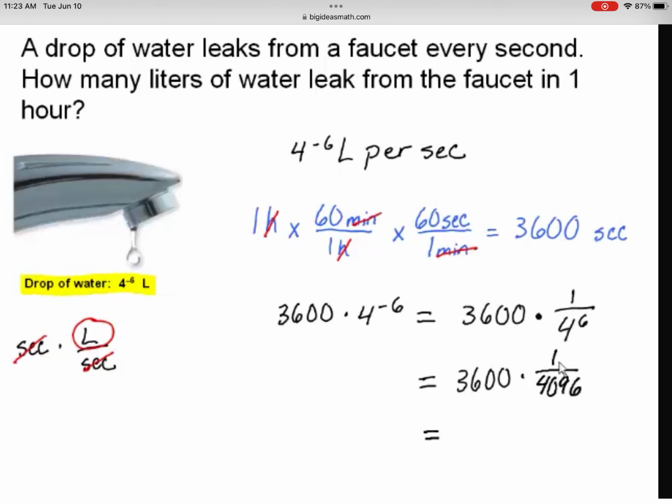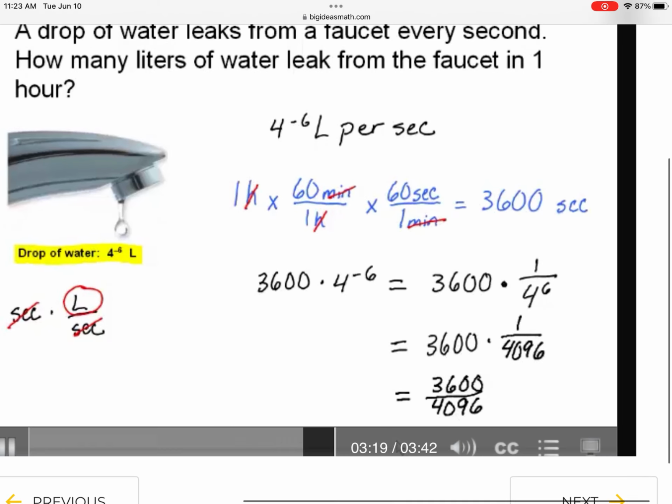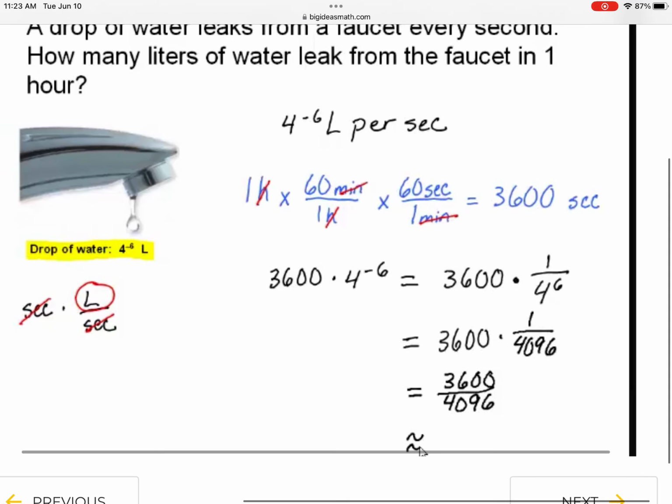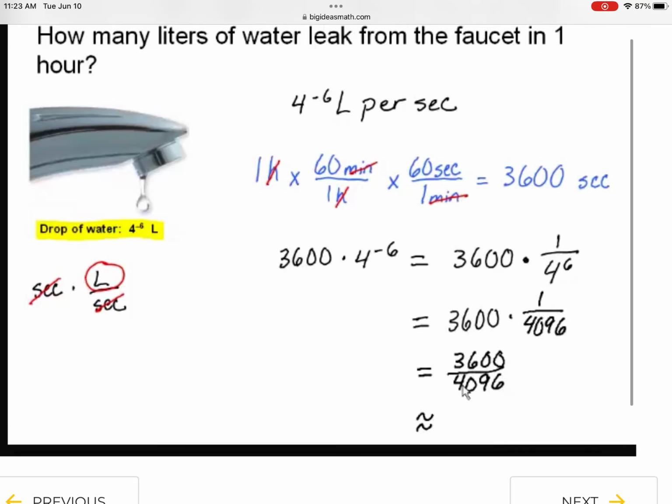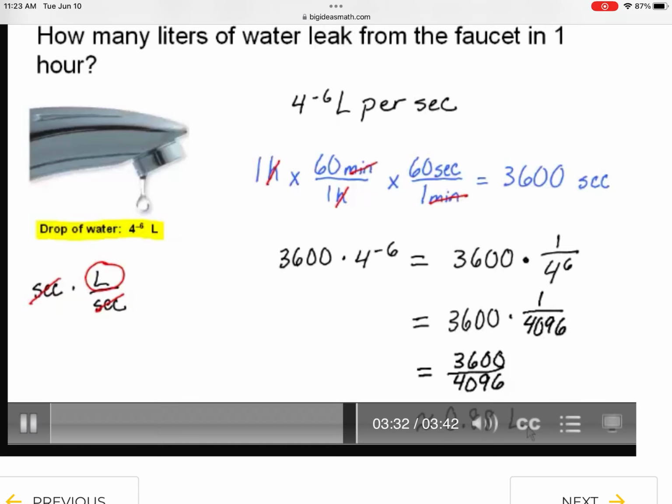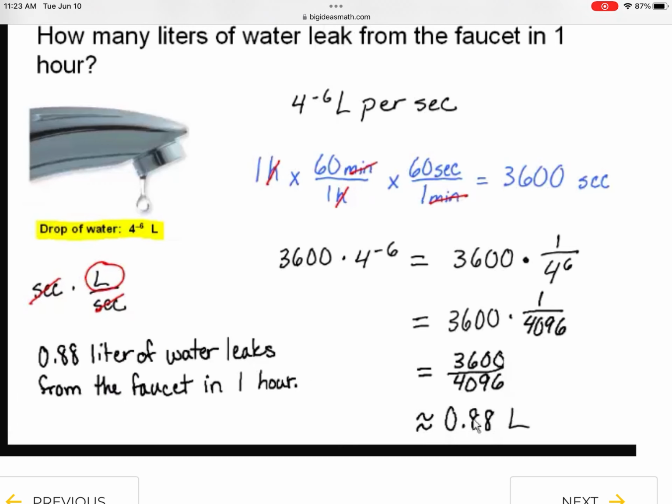3,600 times 1 over 4,096 is 3,600 over 4,096. Finally, we need to divide. 3,600 divided by 4,096 is about 88 hundredths. And remember, our unit is liters. So, about 88 hundredths liter of water leaks from the faucet in 1 hour.